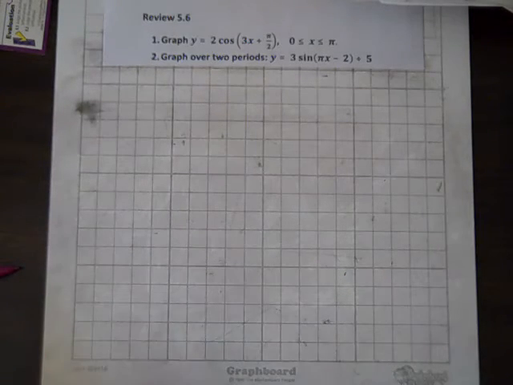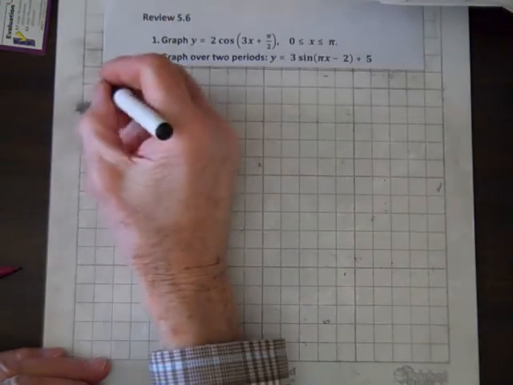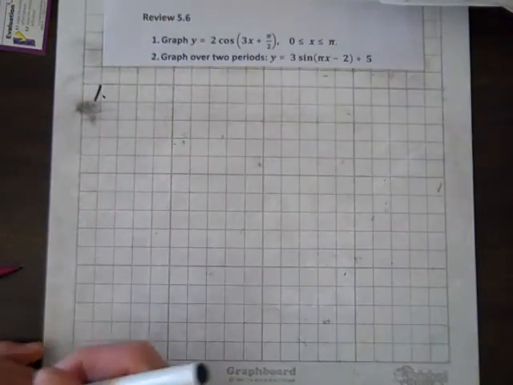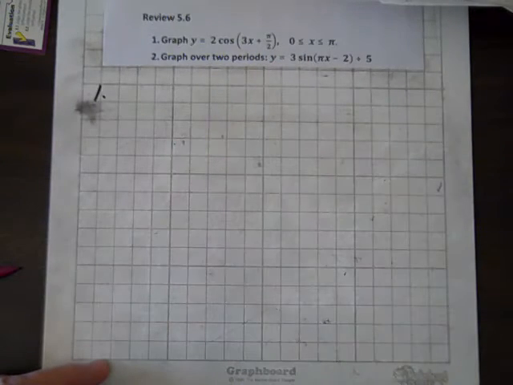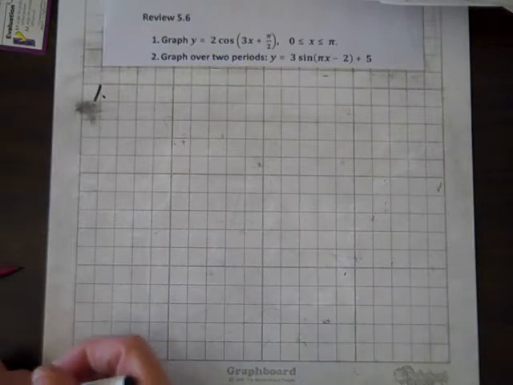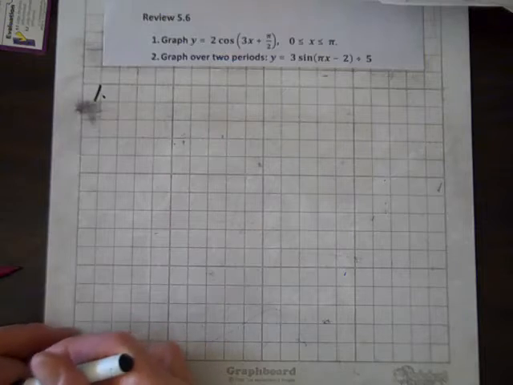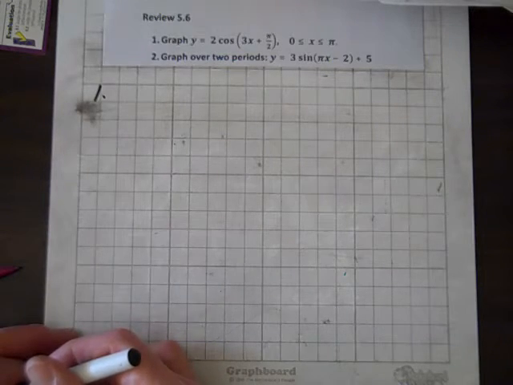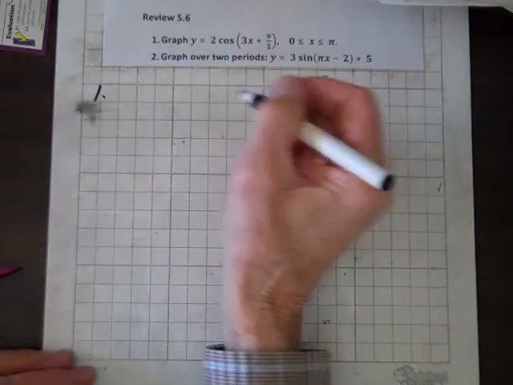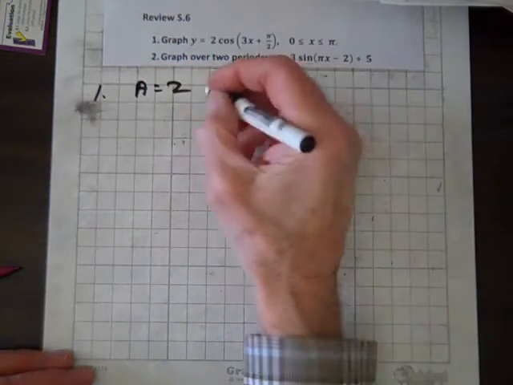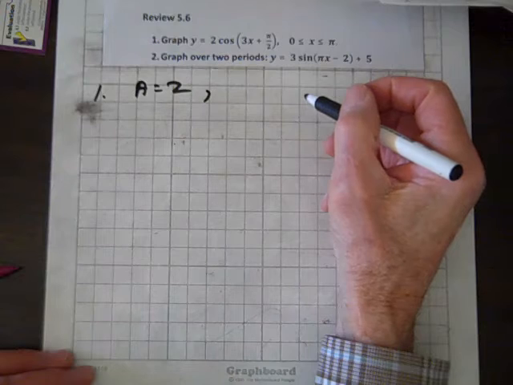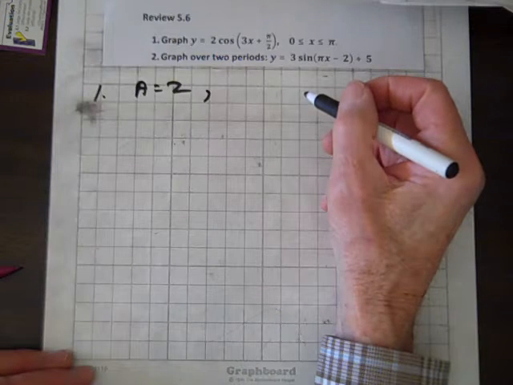Okay, this is the review for 5.6. We're going to do question 1, and that is graph y equals 2 times the cosine of (3x plus pi over 2), that quantity, on the interval 0 to pi. So anyhow, our amplitude is 2, and let's find that phase shift and period.